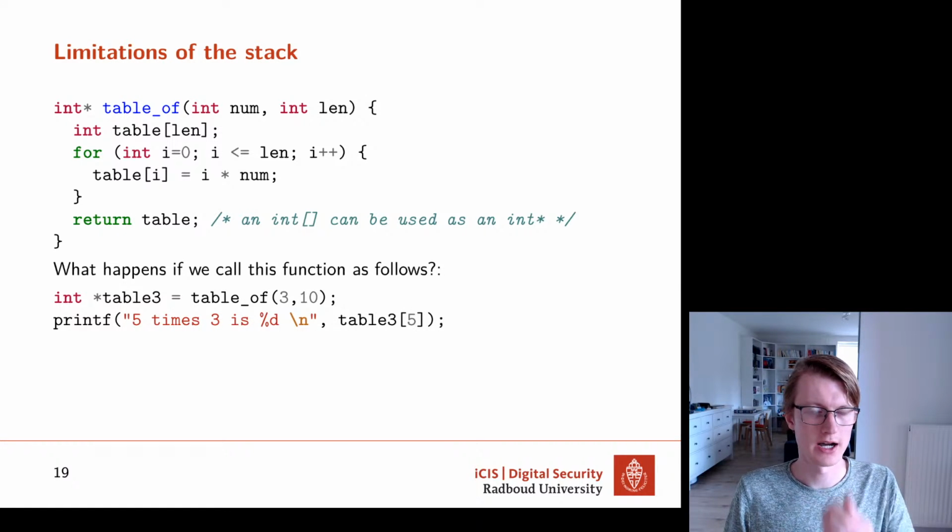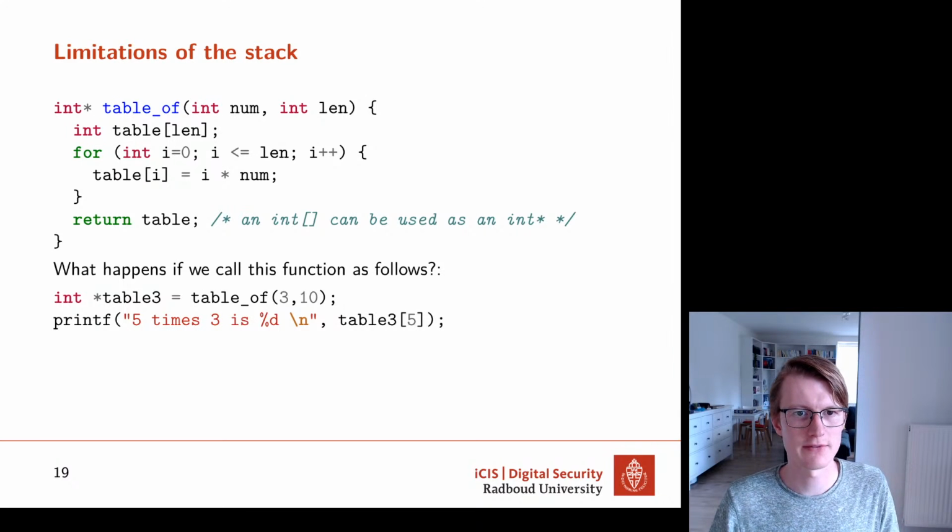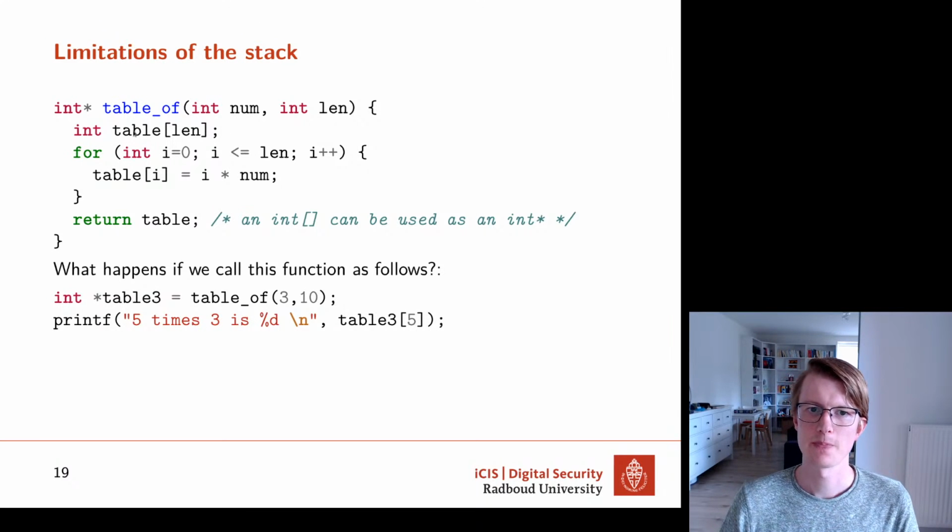Another limitation that is a result of how the stack works is shown in this piece of code. So we have this table here that is some amount of length. We initialize it with some nice value. Oh yeah, it's a multiplication table. And then we return this table. And we are returning this int pointer because, again, an integer array is the same as an int pointer, more or less.